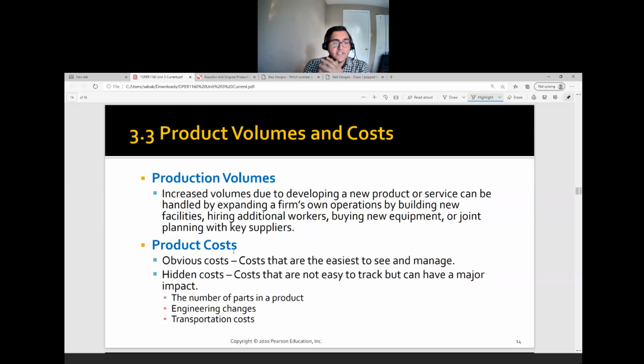The same is the case with the product cost. The cost should be within a certain number which the final customer is able to pay. So it speaks about two different types of cost. I'm not discussing much; the obvious cost means the direct cost and indirect cost.